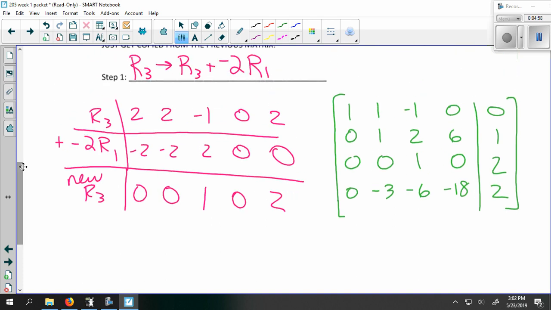Okay, so my first goal is accomplished in that my first column has a 1 in the first entry and zeros below it. So I used row 1 to eliminate all the entries in the first column below the first row.